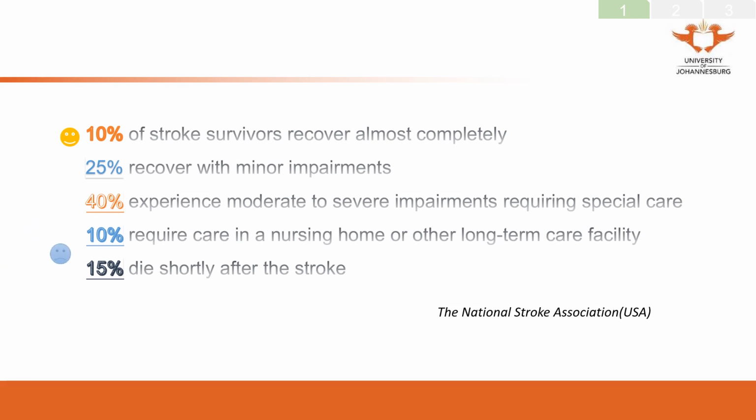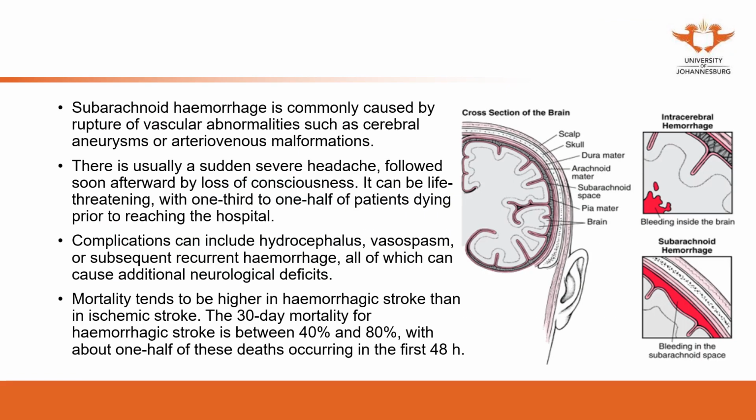According to the National Stroke Association, only 10% of ICH patients may recover completely, 25% recover with mild impairments, 40% will experience moderate to severe impairment and require special care, 10% require care in a nursing home or long-term care facility, and 15% will die shortly. So from these statistics, you will see that more than 60% of the patients won't be able to recover independently. Many patients may present with sudden, especially severe, headache.